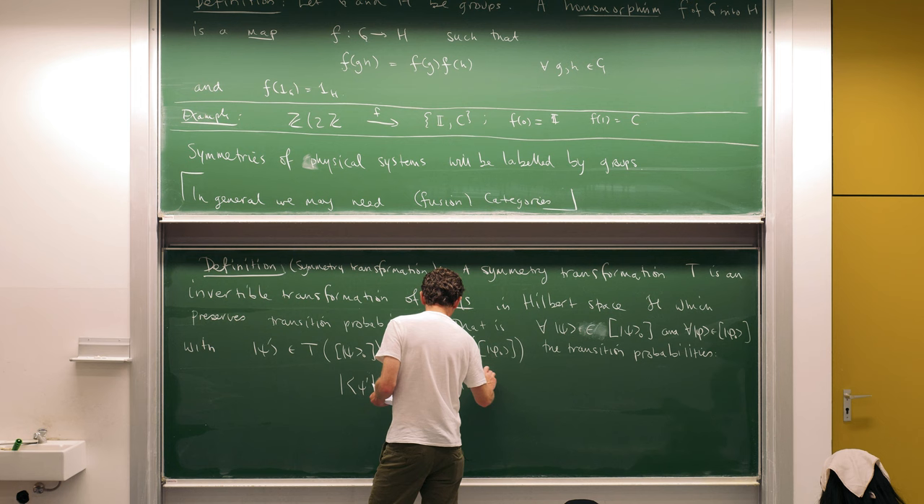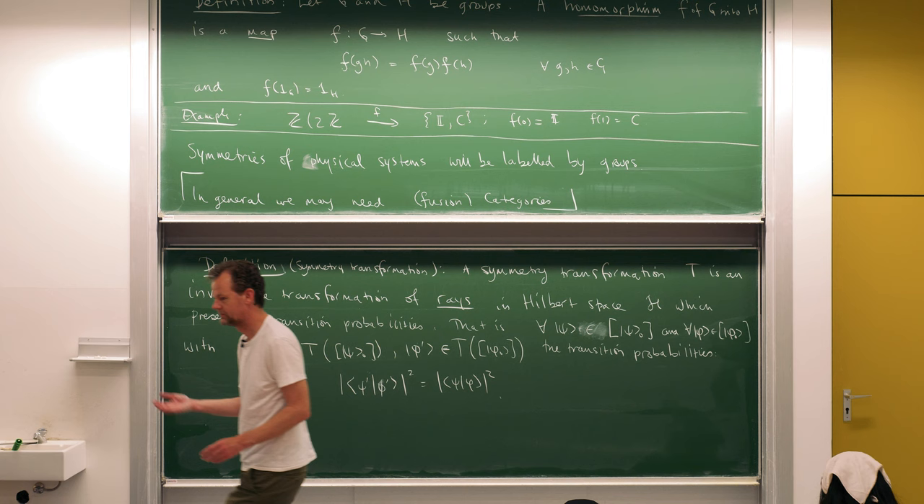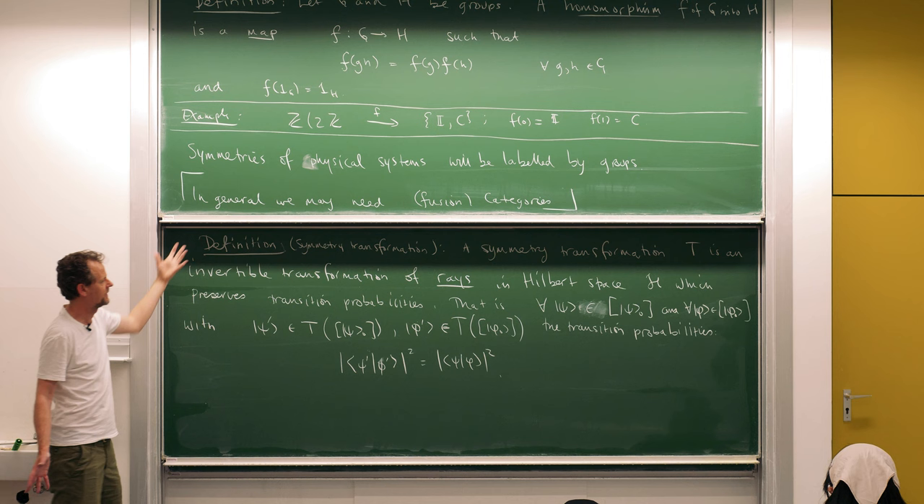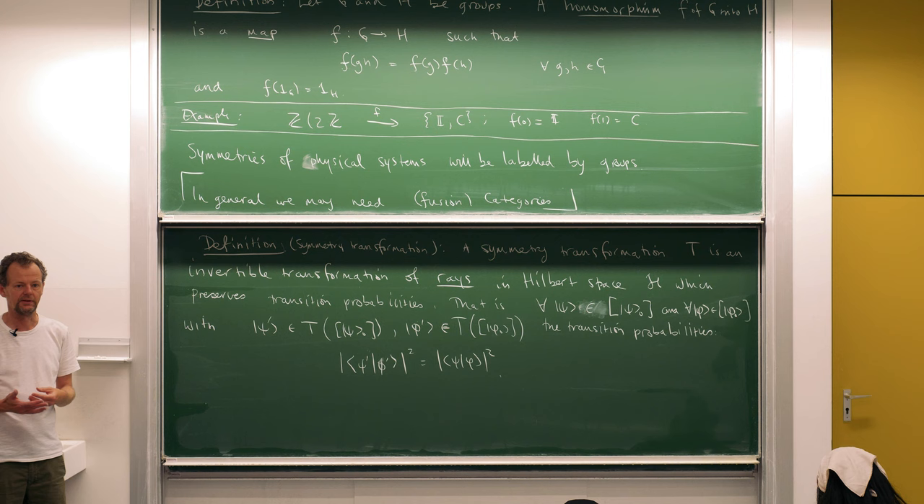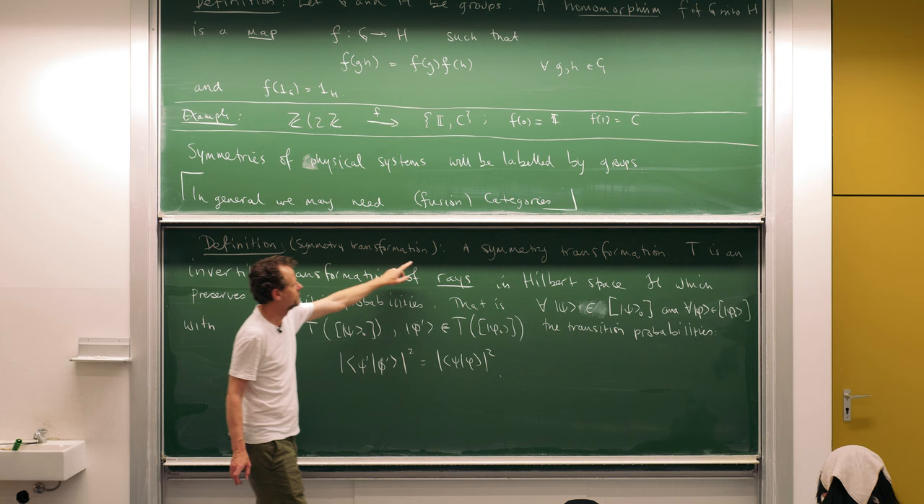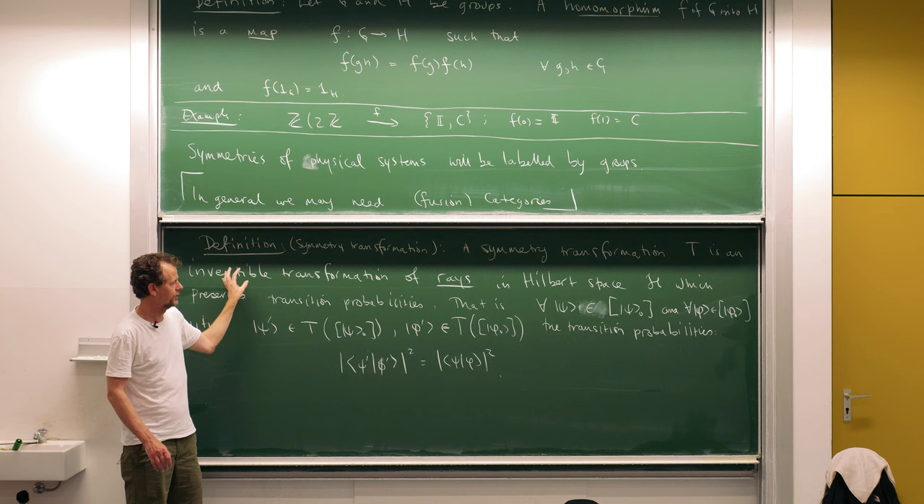Okay. Here's a thing. I'm going to define a thing, and then I'm going to argue that this thing makes sense physically, and then we'll understand what these things can be. So a thing called a symmetry transformation, what is it? Well, it's a transformation T, and it's invertible, so you can undo it. And what does it act on? Well, it acts on rays in Hilbert space.